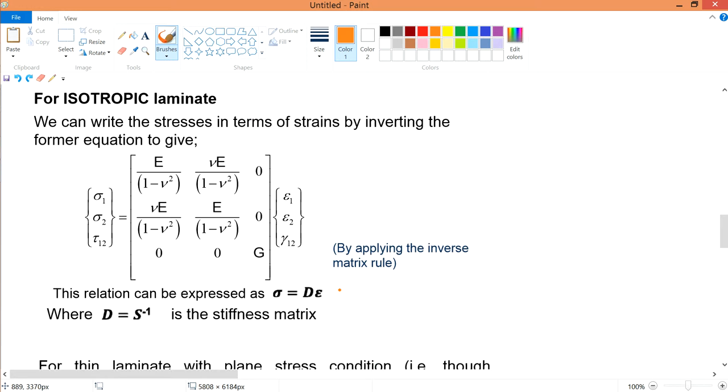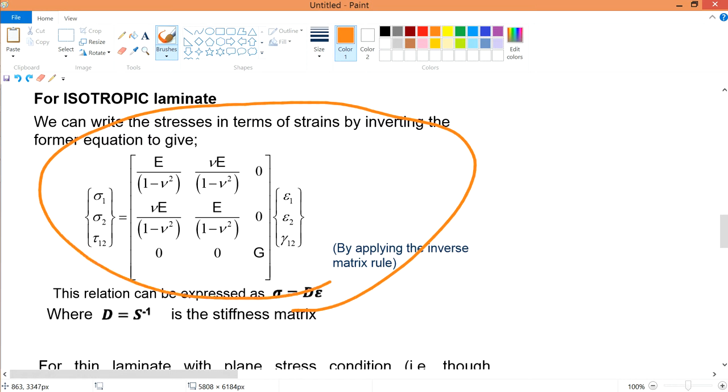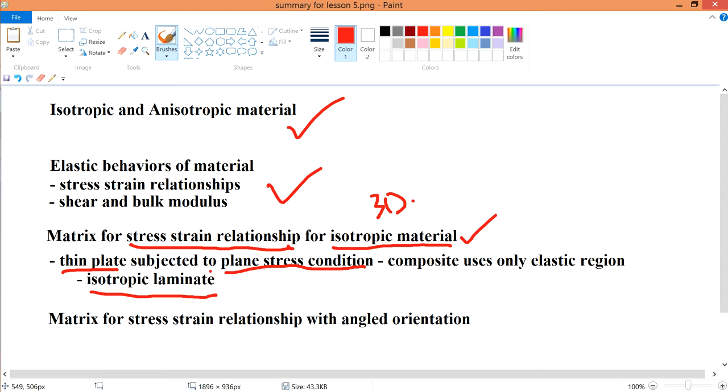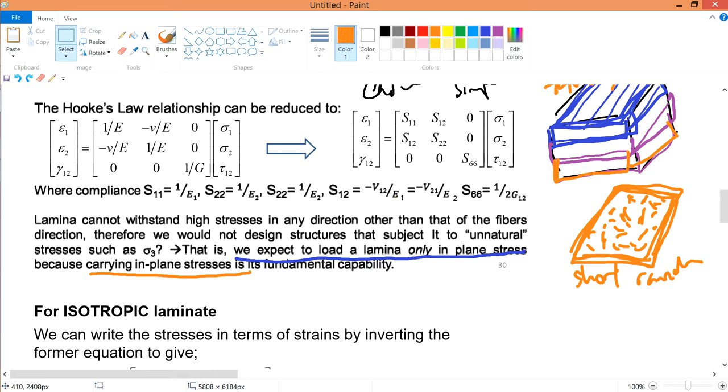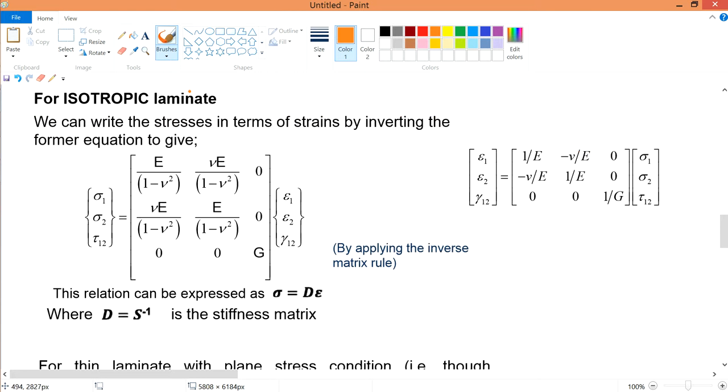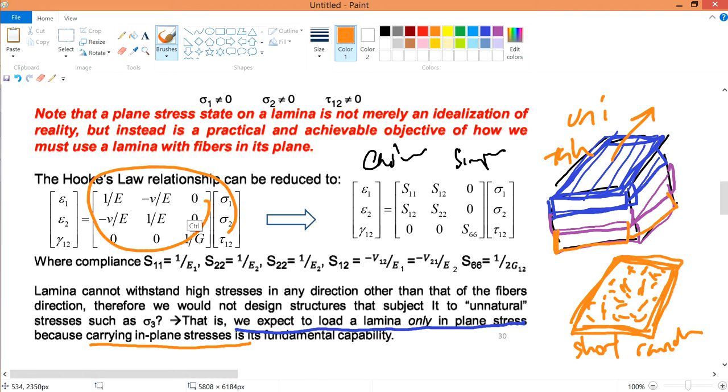And therefore we have come to the isotropic laminate. That is our objective over here. For the isotropic laminate, I'll let you see that it is in terms of stress, equal to Young modulus times strain. If you compare this with what I took out from here, it is the same as this, just that we sub in this one as S11, this one as S12, etc. But it's the same thing.